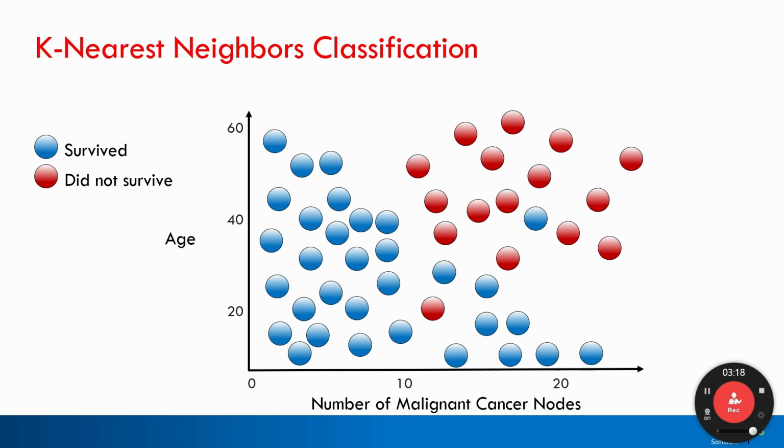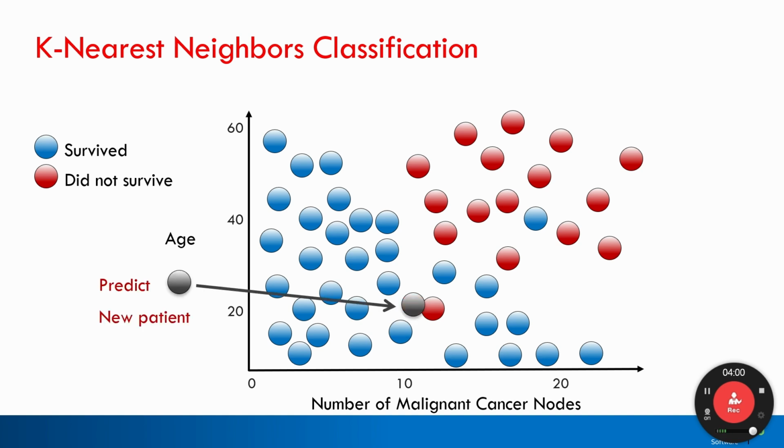Let's see how KNN works. Let's say a doctor wants to predict cancer survival in patients. Historical patient data includes the patient's age, the number of cancer nodes the patient has had, and whether or not the patient survived. We can plot this historical data on a 2D coordinate space with the number of cancer nodes on the x-axis and the patient's age on the y-axis. We colored the points according to patient survival, where blue means survived and red means they did not.